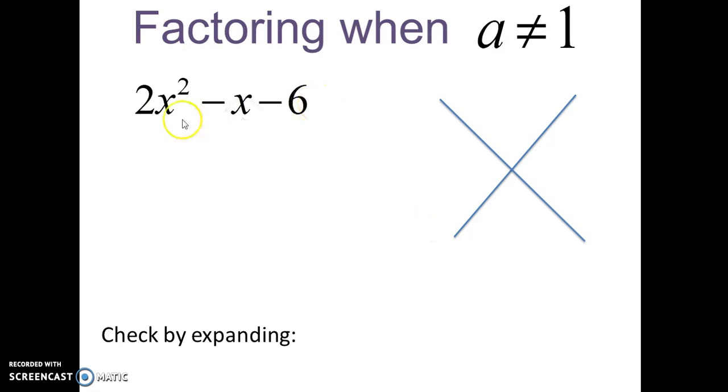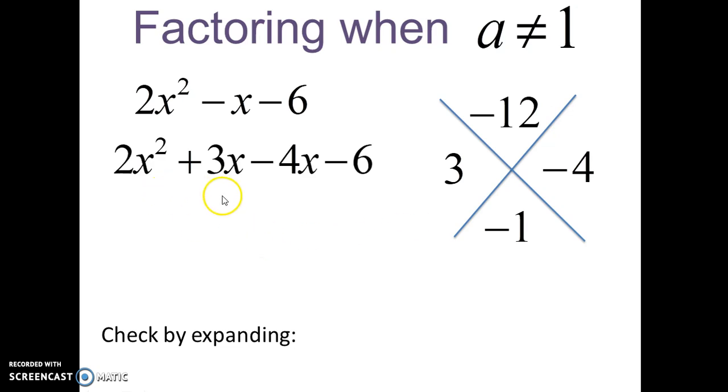Another one, more minus signs, more negative signs to think about. Here we have 2 times negative 6, negative 12. B value is here, negative 1. What numbers multiply? 3 times negative 4 makes negative 12. 3 plus negative 4 is negative 1. Write it in expanded form. All right, there's my 3, there's my negative 4. Those are the same as negative 1.